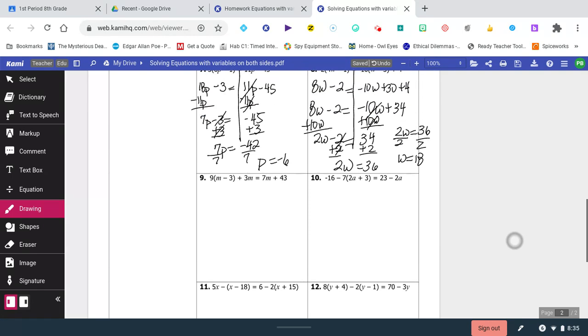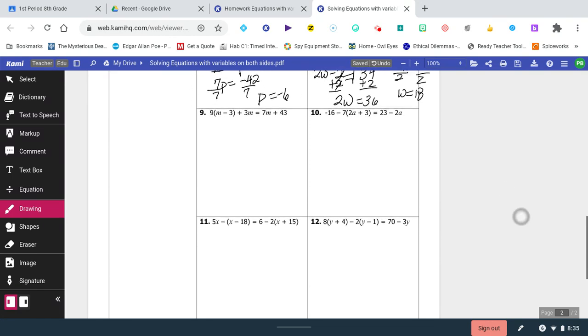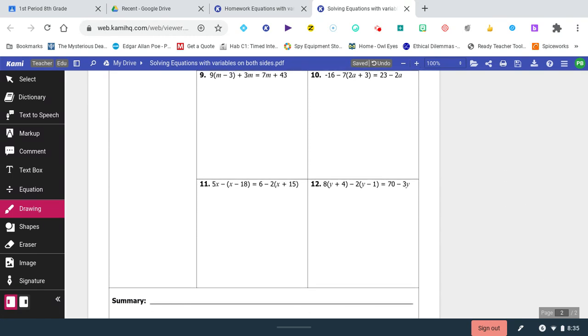All right, let's try something like number 11. Okay, let's try number 11. All right, looking at 11, I see parentheses on the left side and the right side, but on number 11, there is no number directly in front of the parentheses. So as you all may have guessed or know, you need to put an imaginary 1 for me, okay?